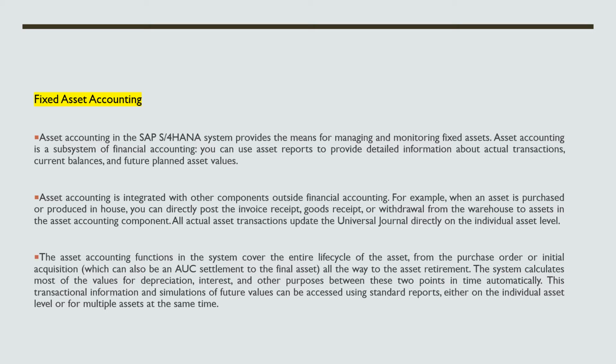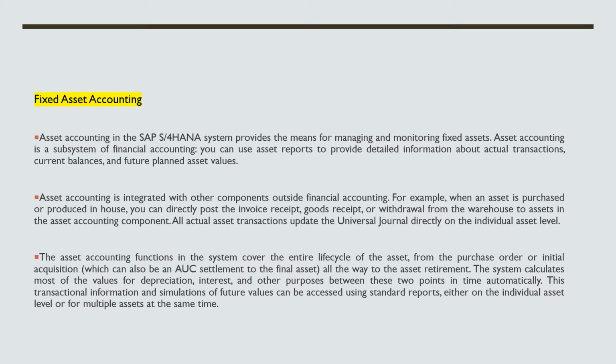Asset accounting is integrated with other components outside financial accounting. For example, when an asset is purchased or produced in-house, you can directly post the invoice receipt, goods receipt, or withdrawal from the warehouse to the asset in the asset accounting component. All actual asset transactions update the universal journal directly on the individual asset level.